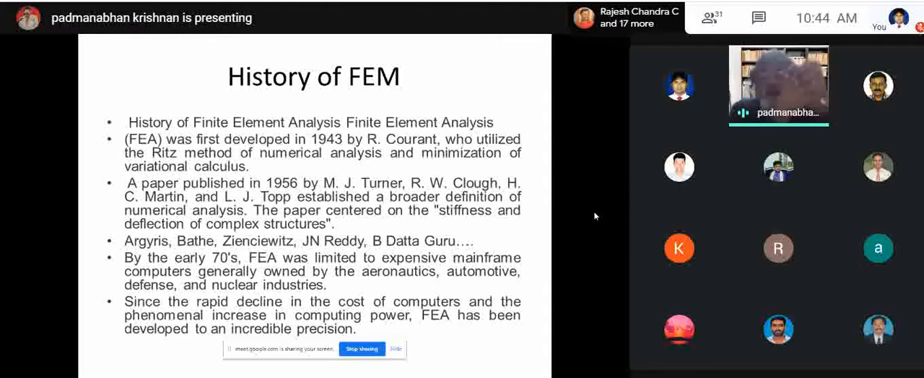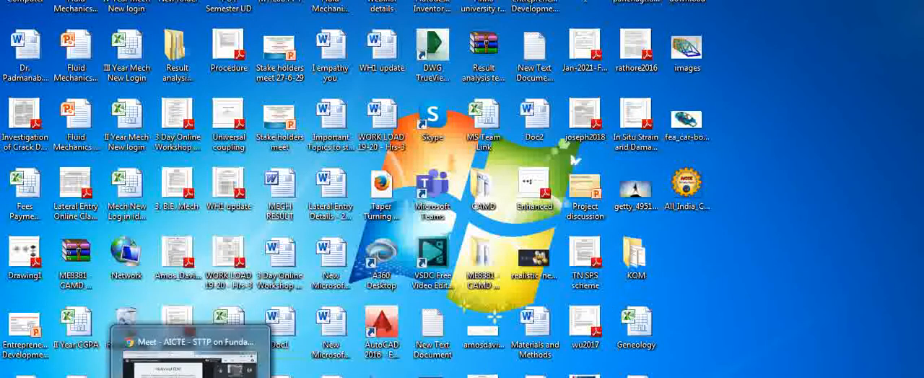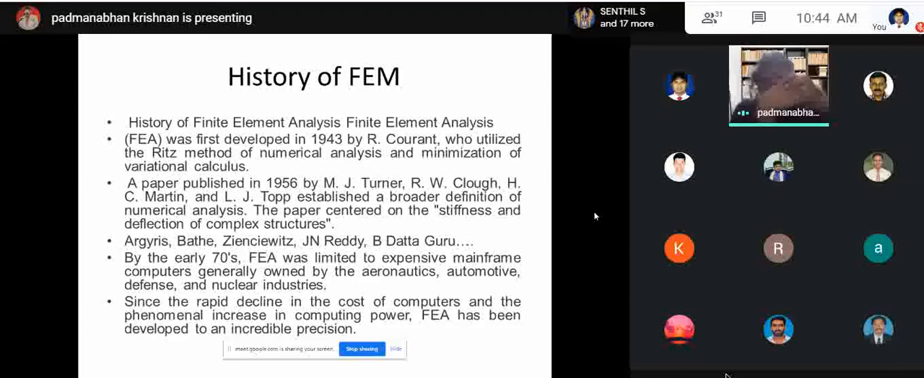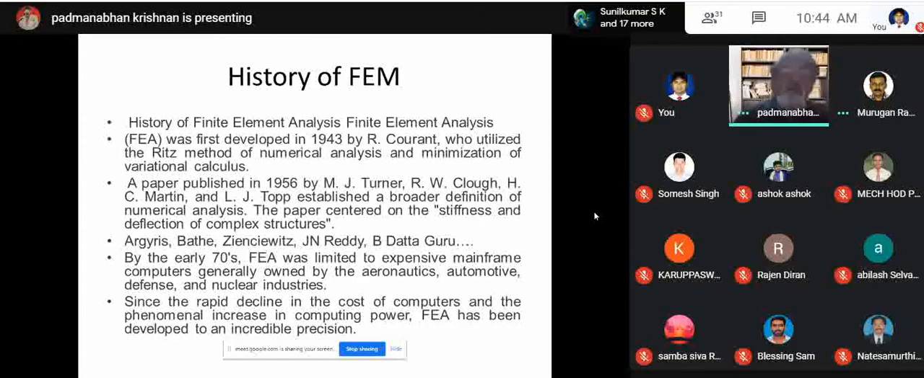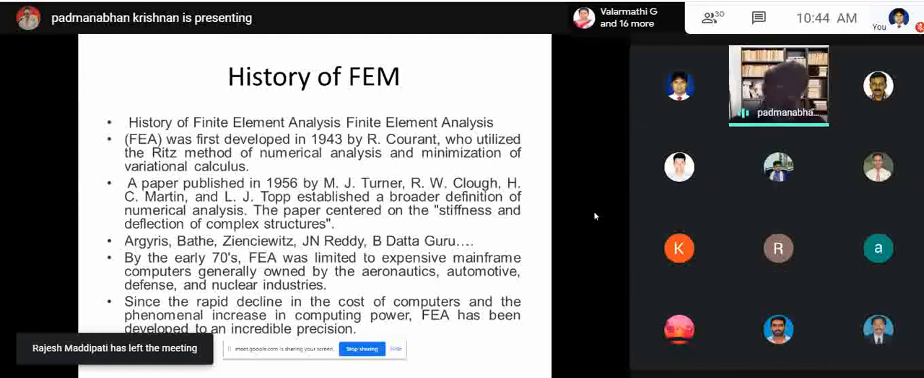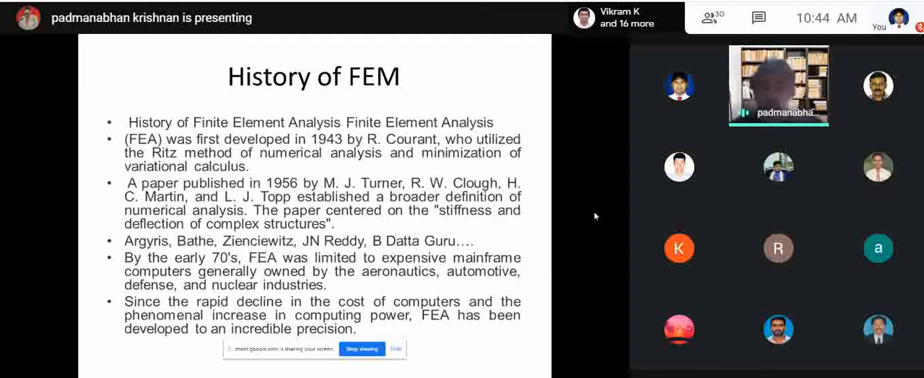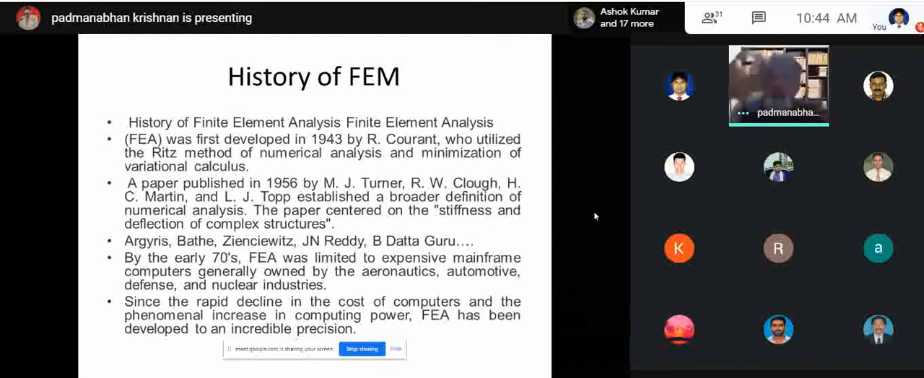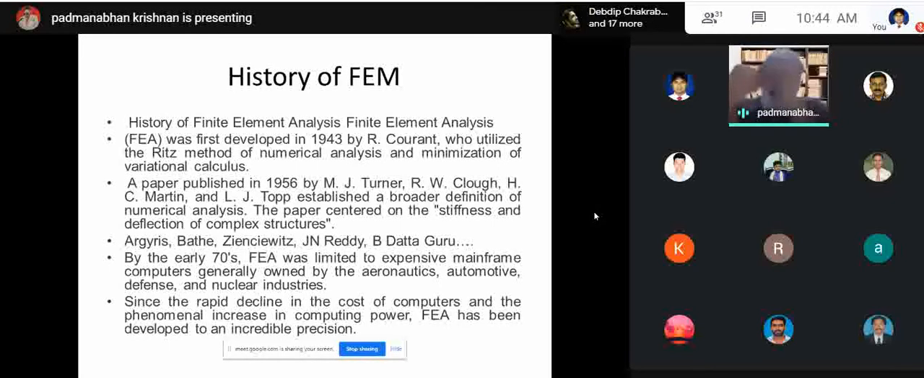History of finite element analysis: FEA, or FEM, goes back to 1943 when Courant utilized the Ritz method, the Rayleigh-Ritz method of numerical analysis and minimization of variational calculus. You just write dou something by dou displacement, and you try to minimize it to zero and so on. So this was the first principle that was used in 1943. 1943 was a time when the Titanic tragedy was about to be unraveled because of DBTT, and the Liberty ships and the other ships were being held in the cold or frozen waters, and they were not living up to the World War standards. So the first paper around that time was out in FEA.